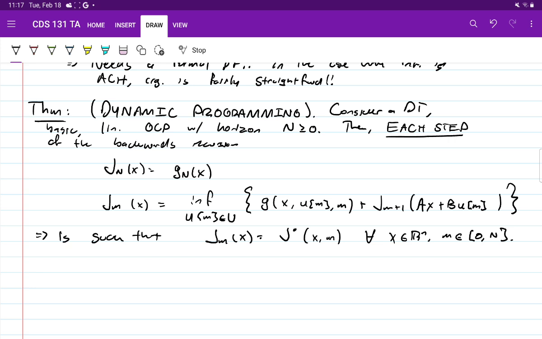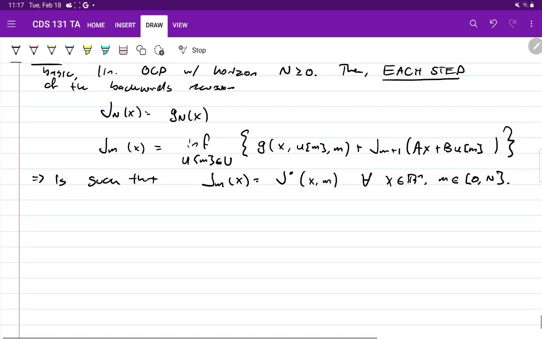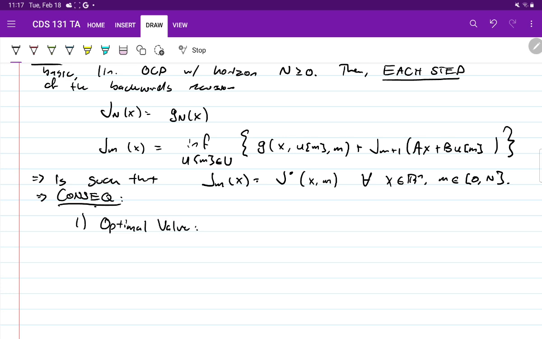So there's a couple really nice consequences of this. So what we have is that consequently, two things. So one, we can find the optimal value. Okay.